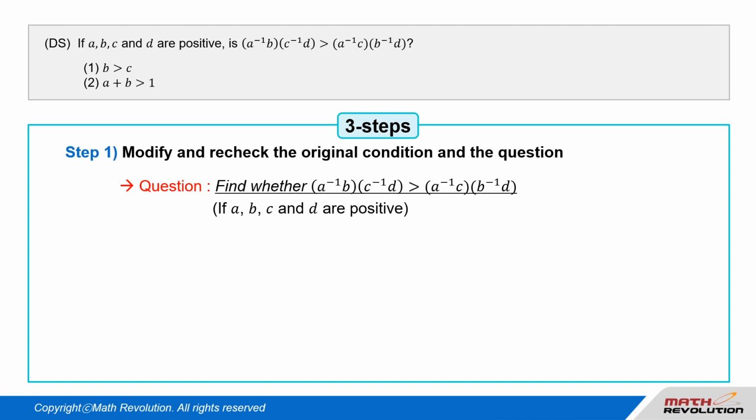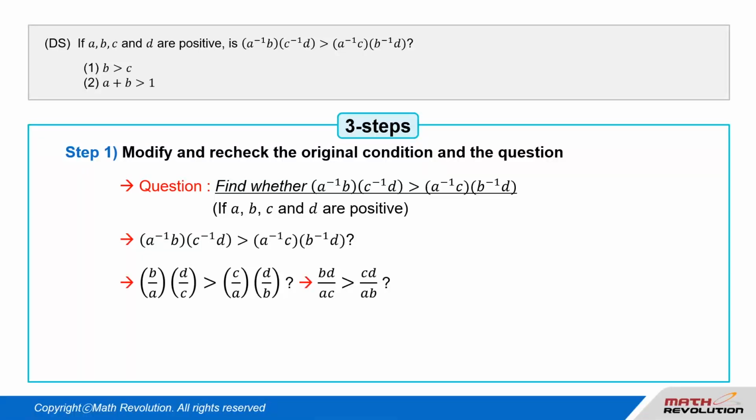We have to find out whether (a to the power of -1 times b) times (c to the power of -1 times d) is greater than (a to the power of -1 times c) times (b to the power of -1 times d). If a, b, c, and d are positive. Let's modify the original condition, as this has to be our top priority. Now, as all the variables are positive, we can cross-multiply without changing the inequality sign. Modification is always the first step.